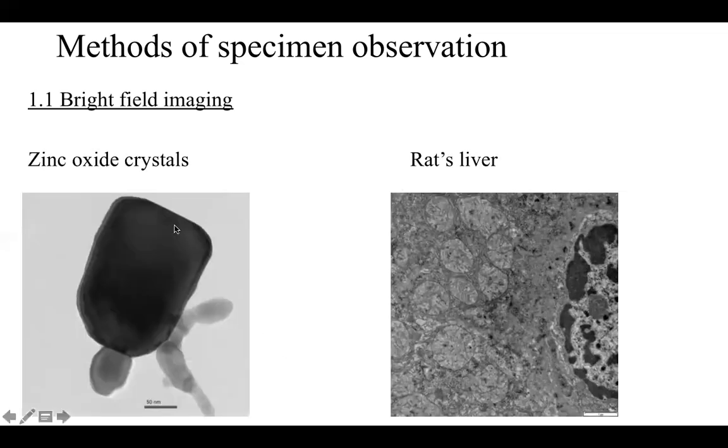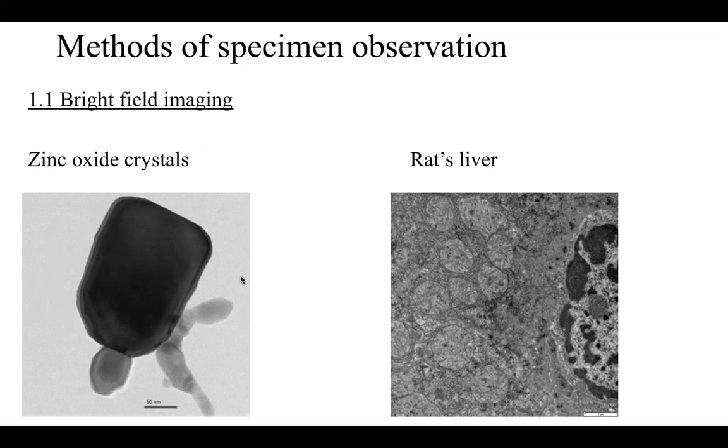So here we have isolated the zinc oxide crystal. Here we don't have anything. So the electrons go directly through and reach the bright field aperture and are used in the imaging. So it appears white or bright because more electrons are there.